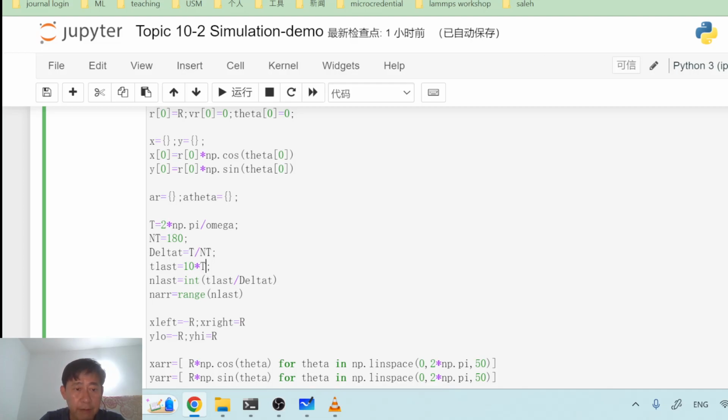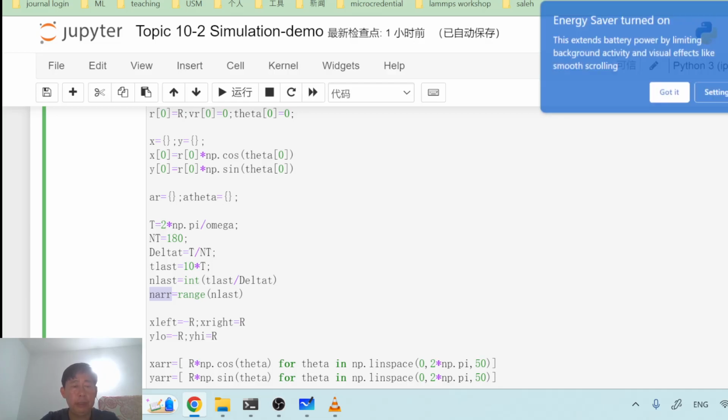So once I have defined my t last, then I can define the n last, and n last is just the total time of simulation divided by the delta t, and you have to take it as an integer. Then n array is just a list of integers starting from 0 up to the last number n last. Okay, so n array contains the information of the time grid.